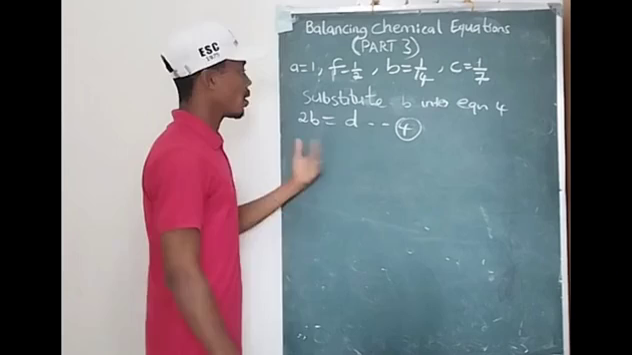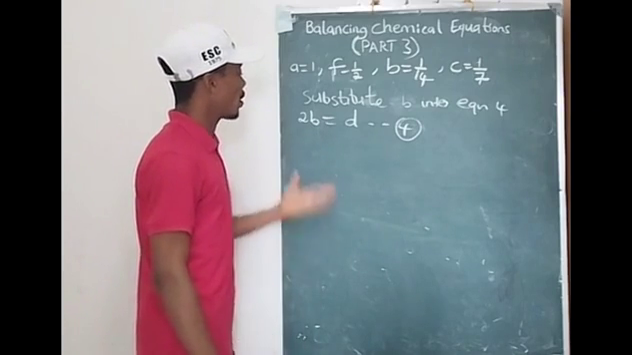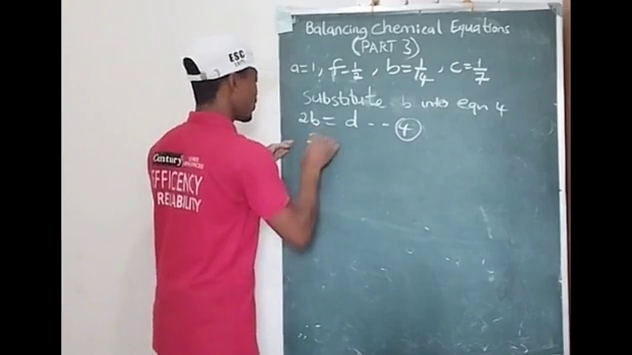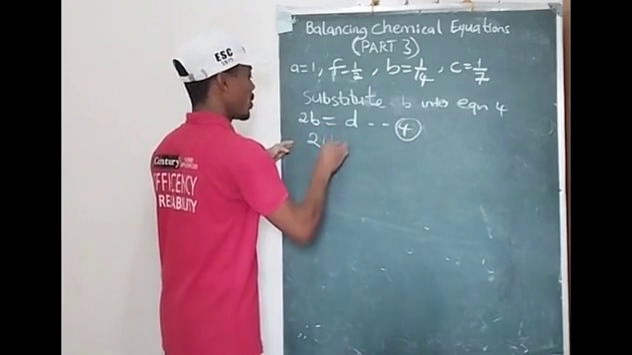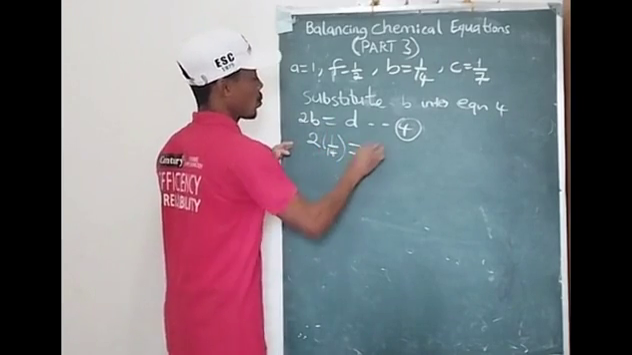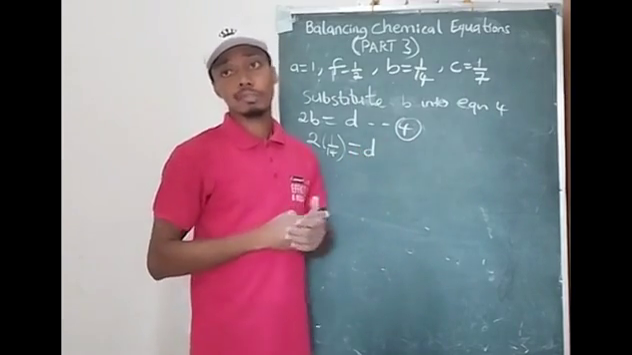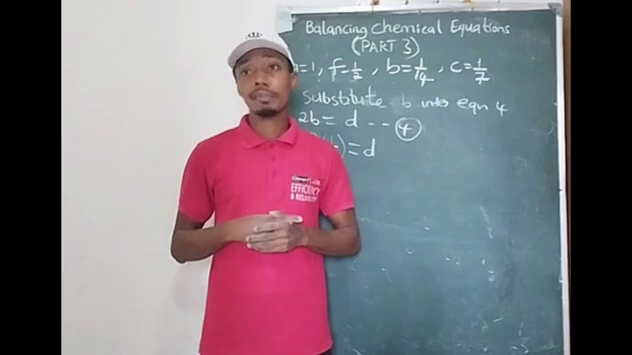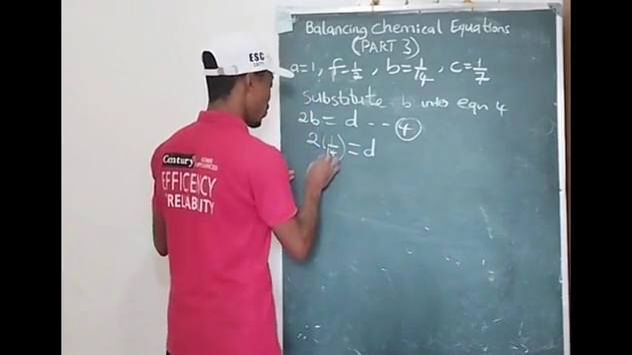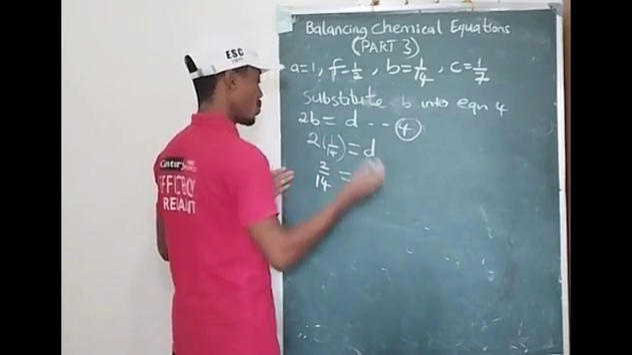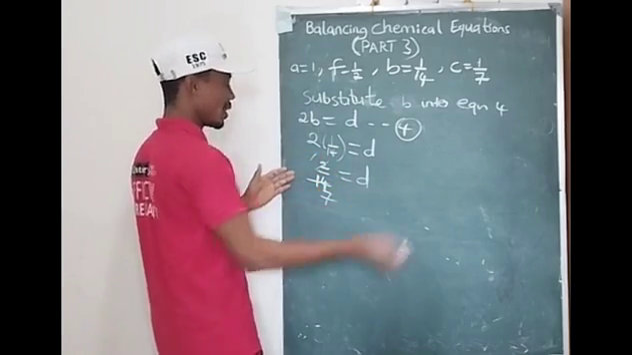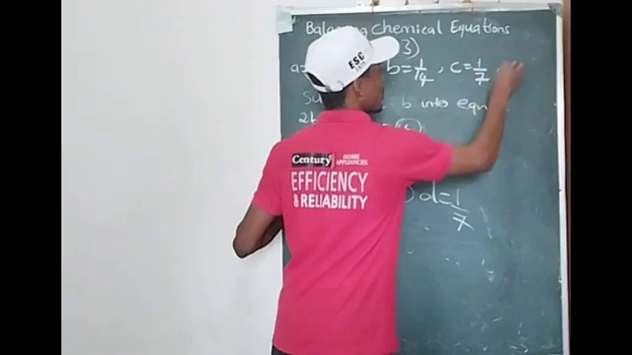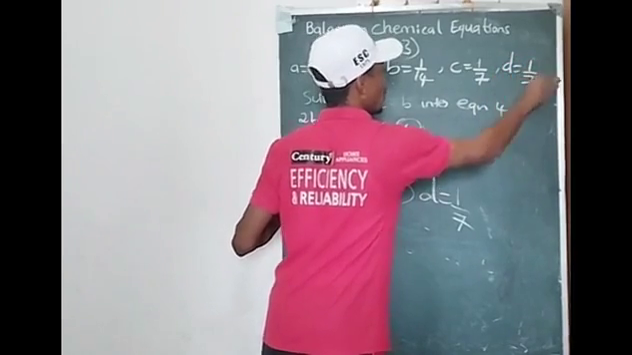Proceeding from there, equation 4, when we substitute B, this will become 2 into 1 over 14 equals D. Looking at this, you will agree with me that the value of D will also be equal to 2 over 14, which is 1 over 7. So D is 1 all over 7.